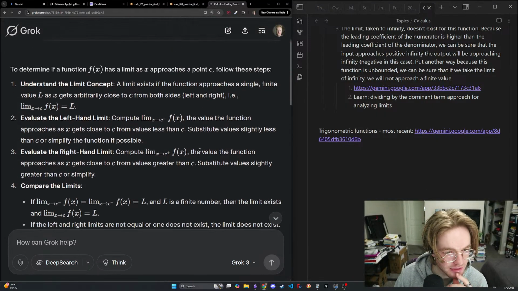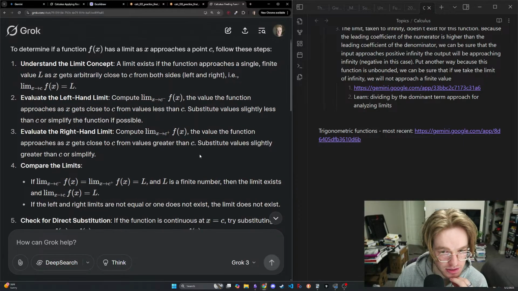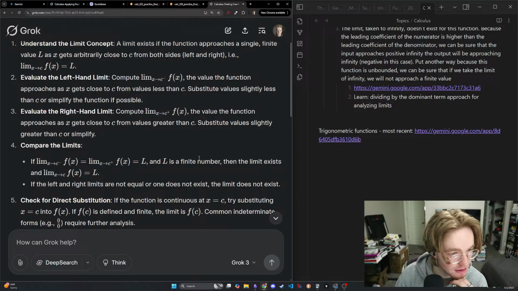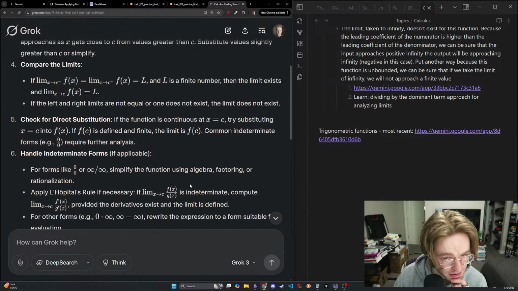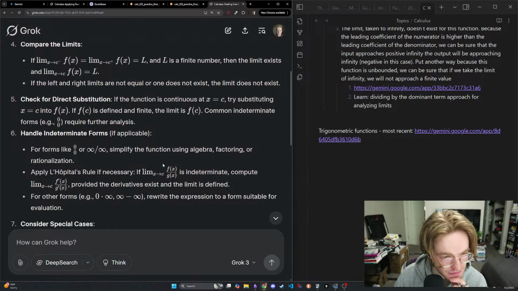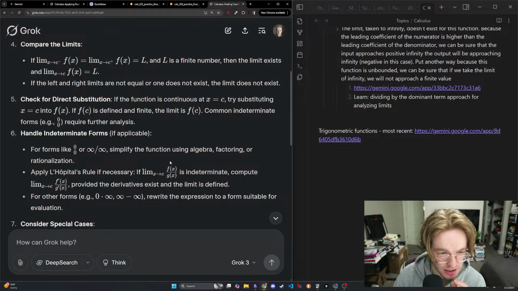Okay, to determine if a function f of x has a limit as x approaches a point C, follow the steps. Understand the limit concept. Evaluate the left-hand limit. If it gets close to C from values less than C, substitute values slightly less than C and simplify the function. Evaluate the right-hand limit, see what happens when we approach C from the other side, from greater than C. Compare the limits. If both are finite numbers L, then the limit exists at L. If the left and right limits are not equal or one does not exist, the limit does not exist.